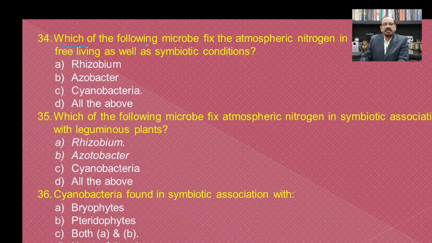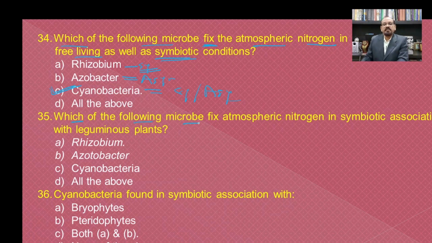Then which of the following microbes fix the atmospheric nitrogen in free living as well as symbiotic condition? The Rhizobium can only fix in the symbiotic condition, Azotobacter in the asymbiotic condition, and Cyanobacteria in symbiotic as well as asymbiotic condition, and hence C will be the correct answer for this question.